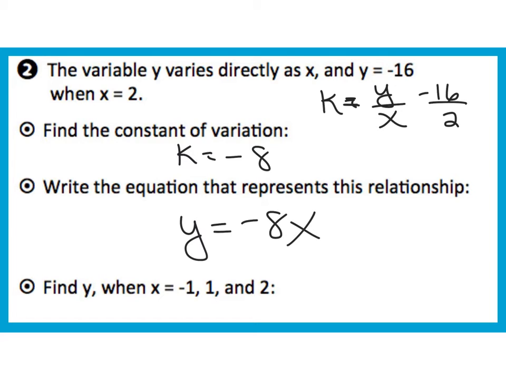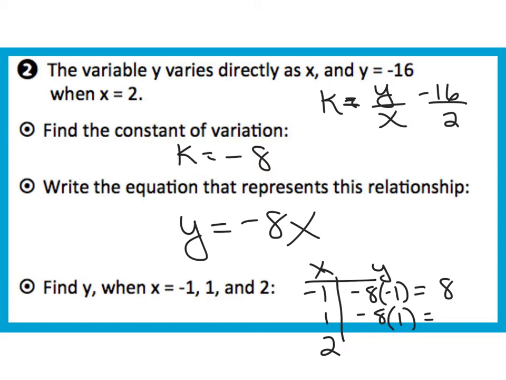So the final one here is find y when x equals these different values. So if x is negative 1, 1, or 2, it's just easiest here, I think, to set up a table. And you just plug in. If we're doing negative 8 times negative 1 to get my y, it would be positive 8. Again, negative 8 times 1, plug in, would be negative 8. And then negative 8 times my x value 2 is negative 16. So here are my y values.